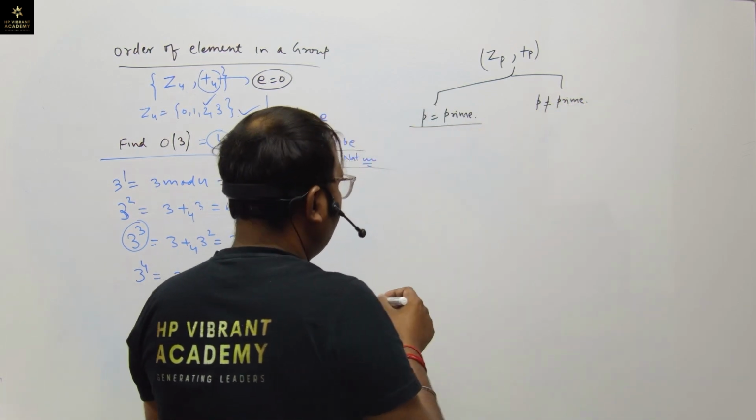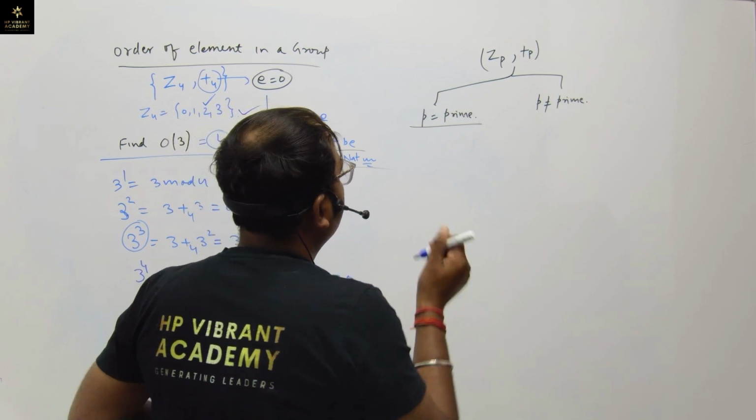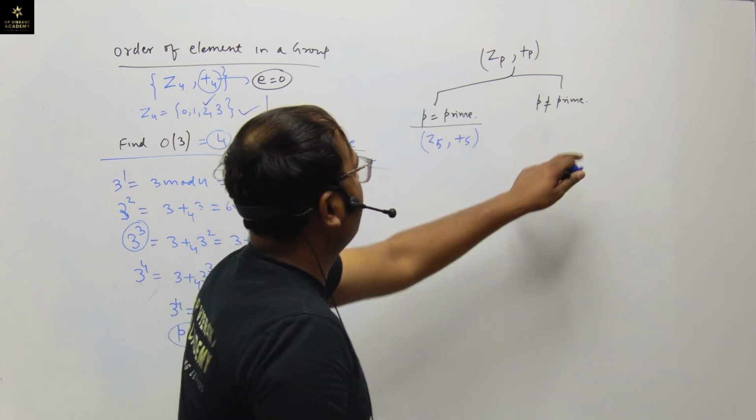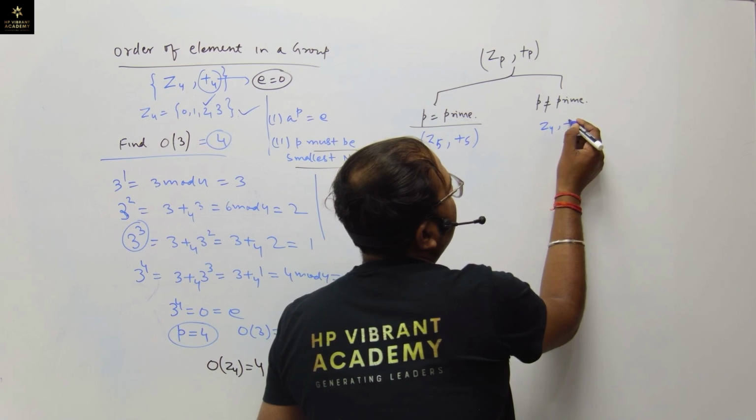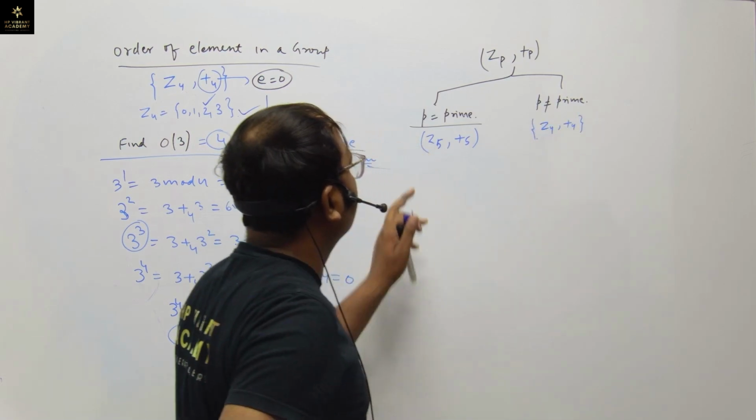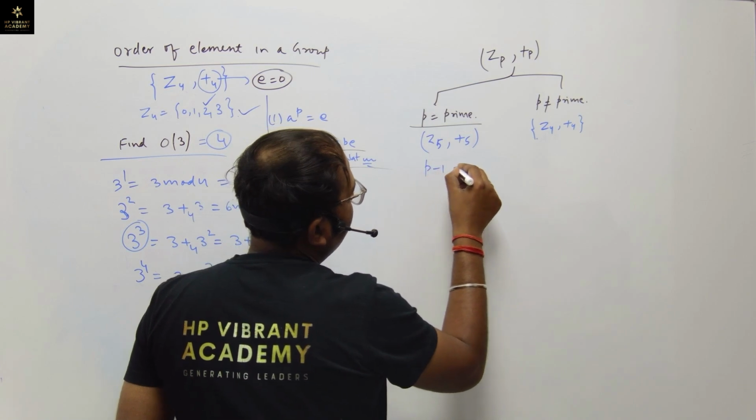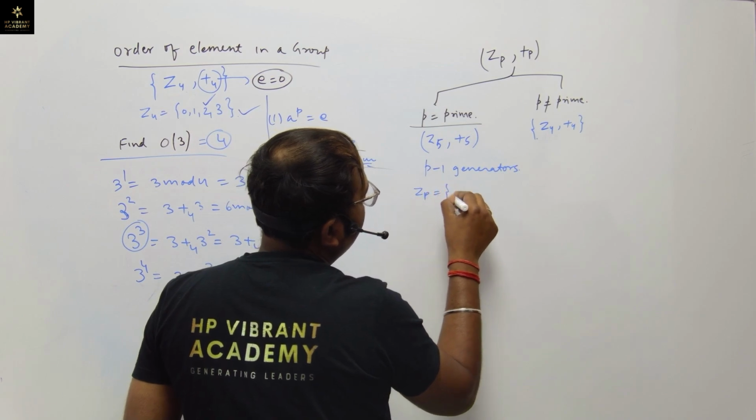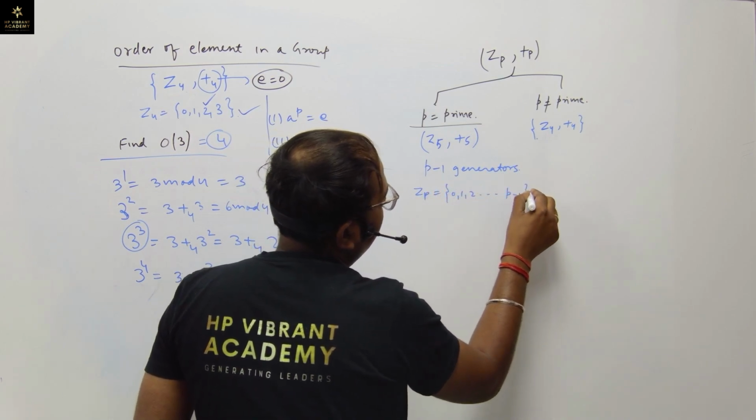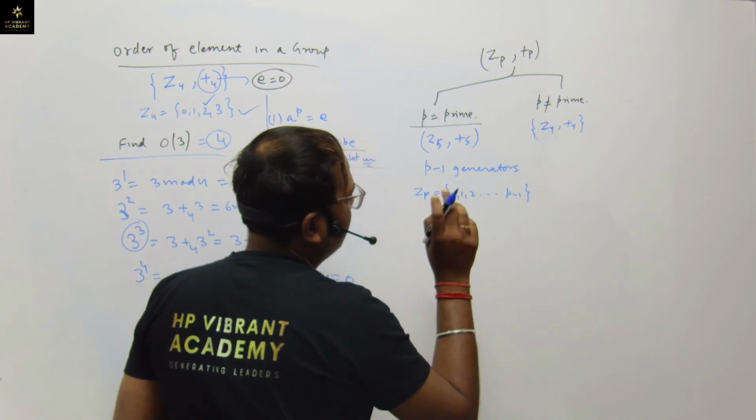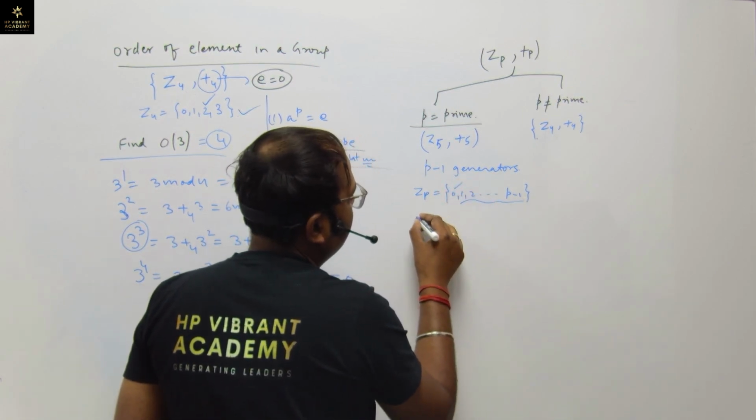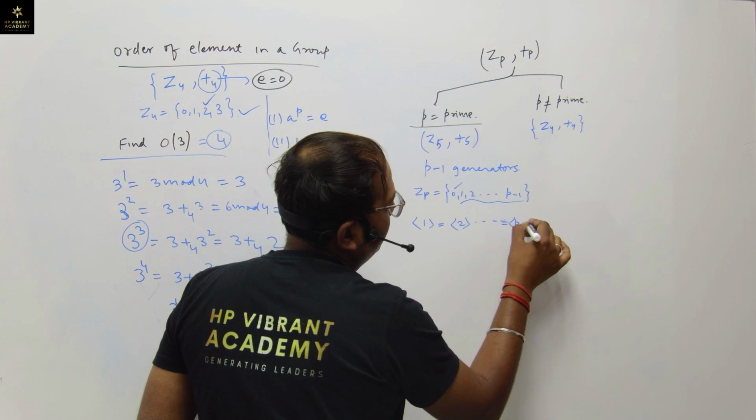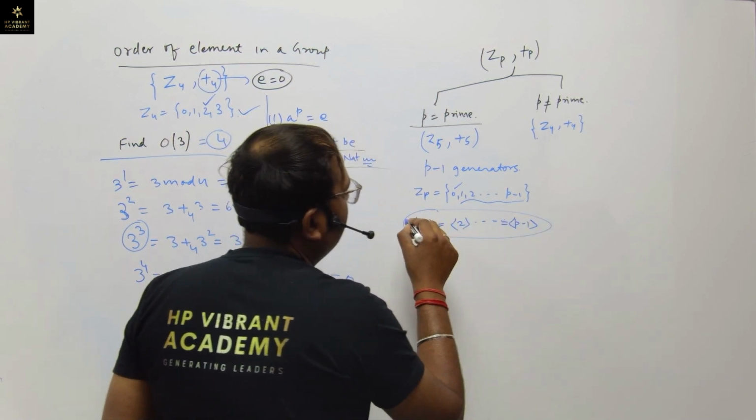So if P is equal to prime, suppose we take an example, Z5 under addition modulo 5, and if P is not prime, let us take the example Z4 under addition modulo 4. If P is prime, then we have P minus 1 generators. Z_P is equal to 0, 1, 2 up to P minus 1. Everything except 0 is a generator. So 1 is a generator, 2 is also a generator, and P minus 1 is also a generator. All these generators are generating Z_P.